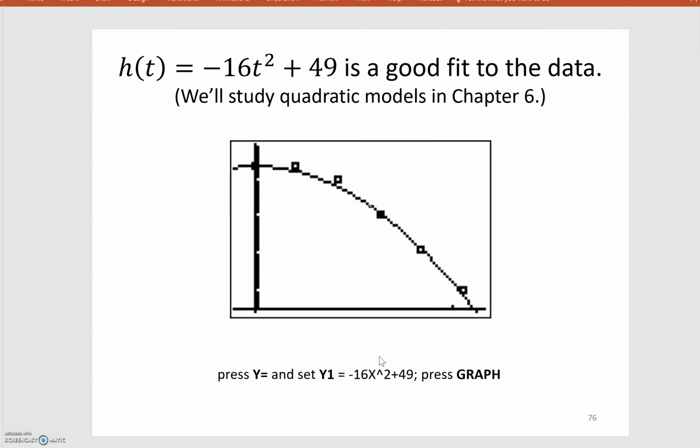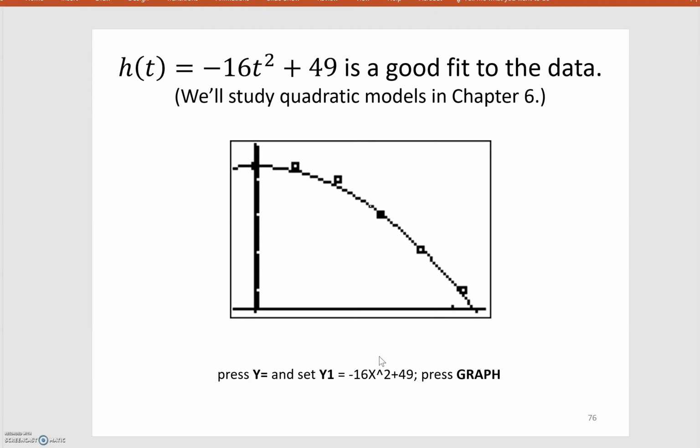Now, it's not perfect, right? It kind of misses this point here and misses that one a little bit. It goes through that one, but it's approximating the general behavior. So of course the $1 million question is, where in the world did I get this function from? How did I come up with it? I'm not going to answer that at the moment. I'm just going to say, look, you get this for free.